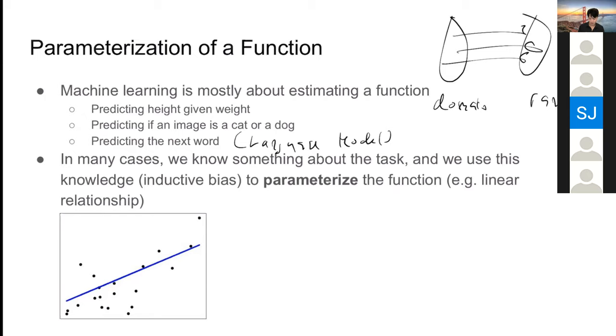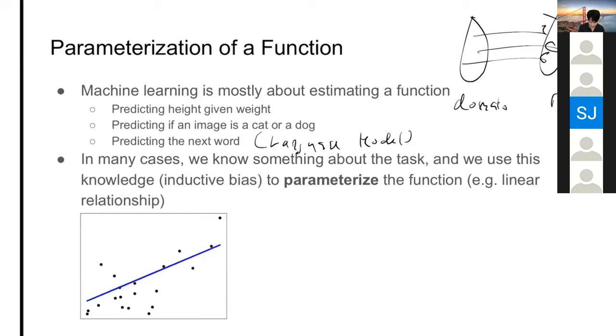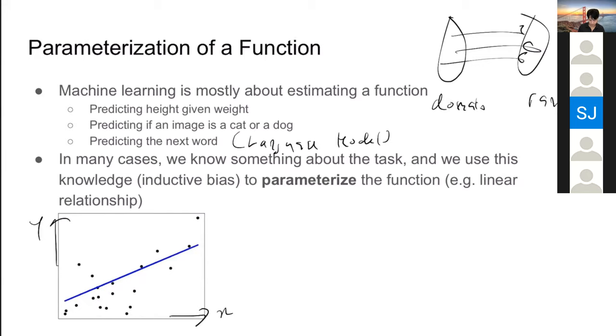What's the easiest example? Suppose that you have an input of scalar value, X and Y, and then you have these X and Y relationships from domain to range. If you are sure that this relationship will be linear, then you can parameterize your function as Y equals AX plus B. Here the parameters are exactly A and B, right? So that's what I mean by parameterize.